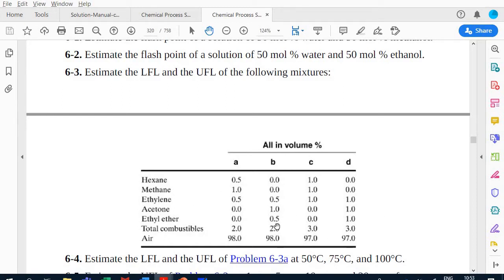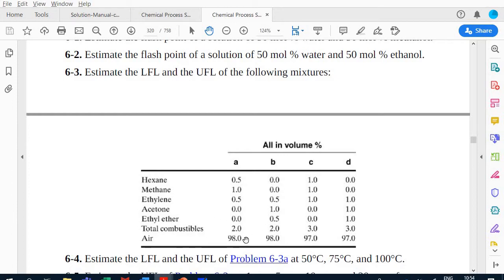Of course, we have many mixtures here. We are not going to do every one, as it will take a lot of time to do all of them, but we will do some of them. And please note that what we have here is a volume percentage. So all of these are in volume percentage. So let's go, for example, to the first mixture. My first mixture has 0.5% hexane, 1% methane, 0.5% ethylene, and then 98% air, and that's all.